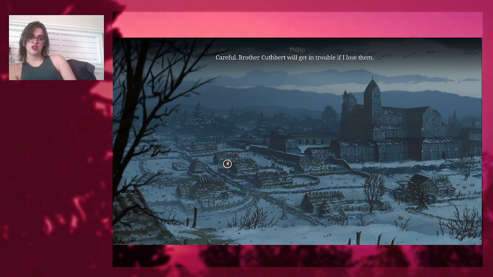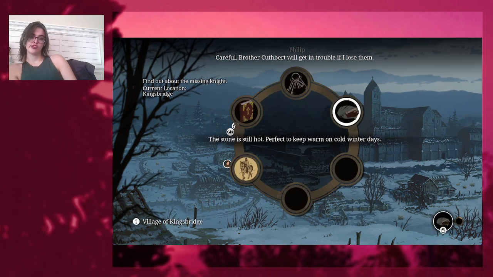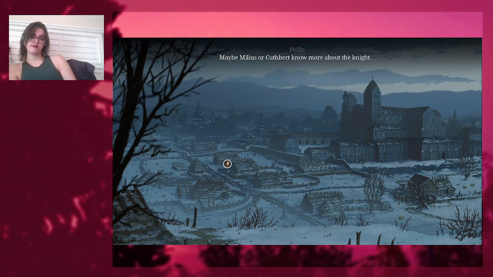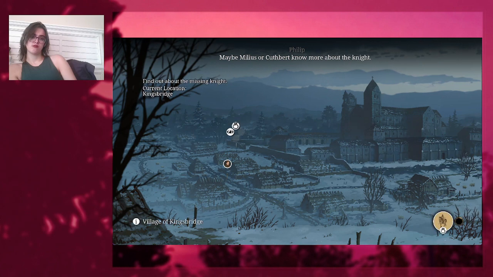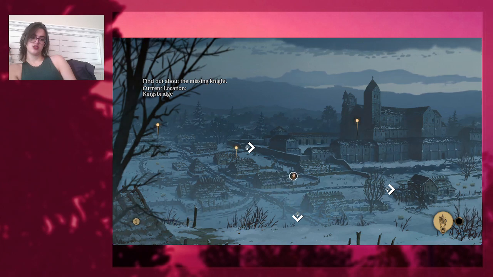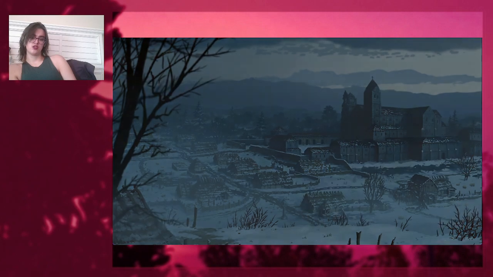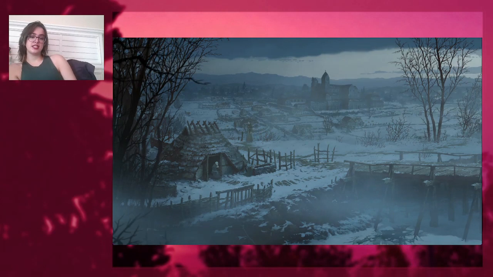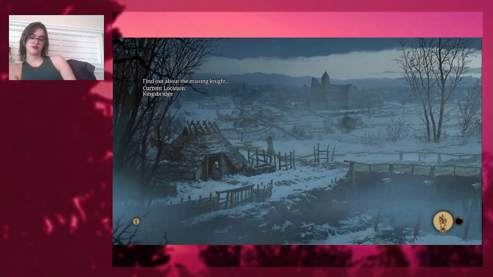Careful, Brother Cuthbert will get in trouble if I lose them. Maybe Milius or Cuthbert know more about the knight. Go back to the south. A little bit. We'll go to the hut. Hey, look at the hut. Somebody's there. Fantastic.